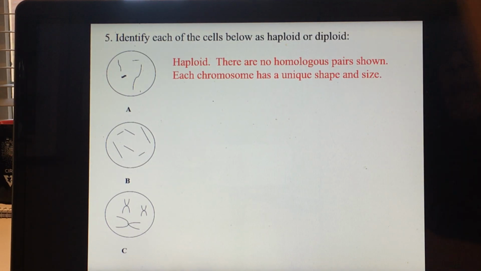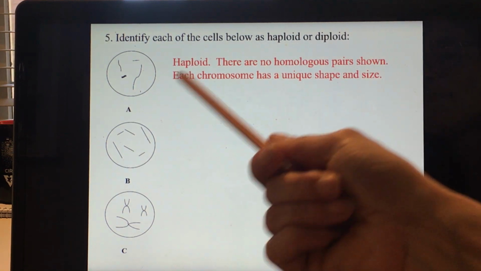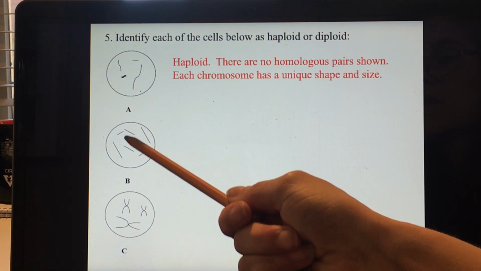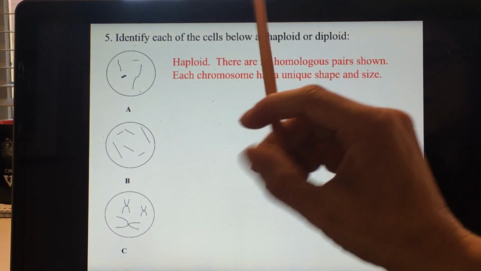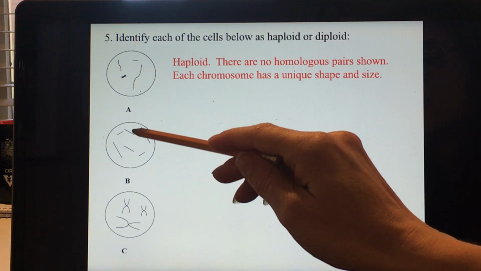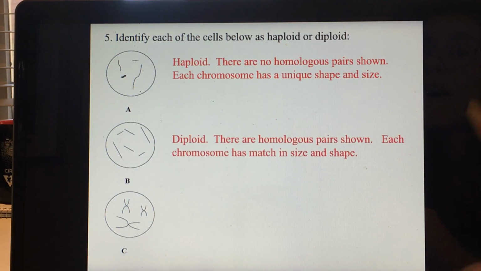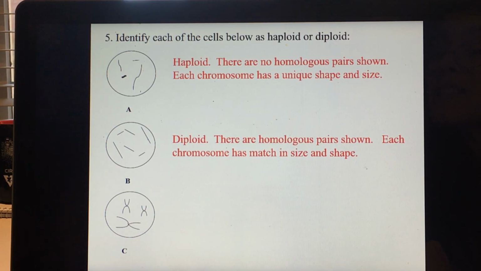Look at cell letter B. In cell B, you see 2 chromosomes of each size. You have 2 small, 2 medium, and 2 large chromosomes. Therefore, cell B is diploid. There are homologous pairs shown. Notice that they are not double-stranded. Some students confuse the term diploid and double-stranded. Just because something is single-stranded doesn't mean it's haploid.